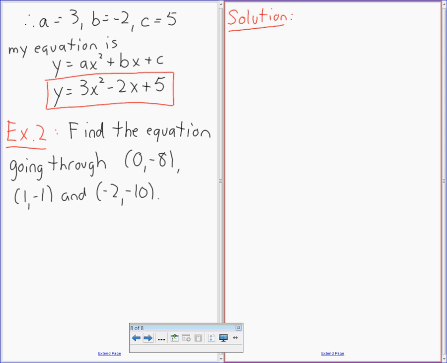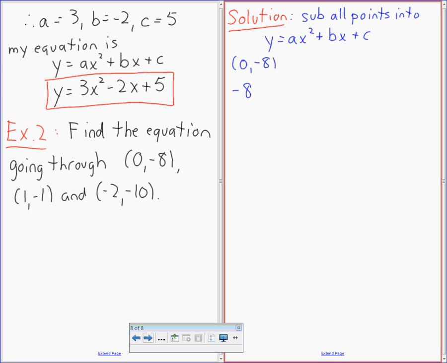Alright, Jasmine, I'm going to start with you. Let's choose the first point, which I'm going to do in blue. I'm going to sub all points into y equals ax squared plus bx plus c. I'm going to start with 0 and negative 8. Alright, Jasmine, if you can sub those in for me, please.